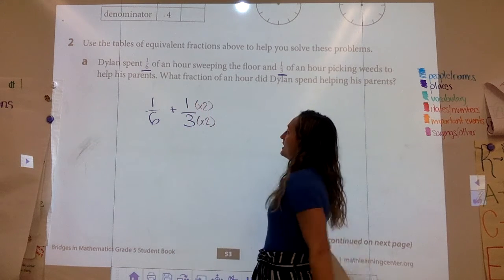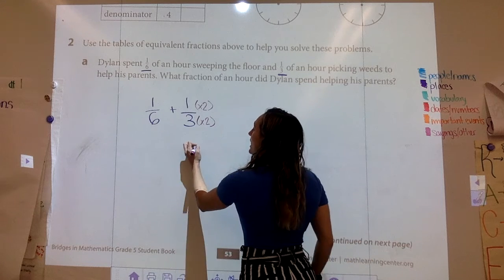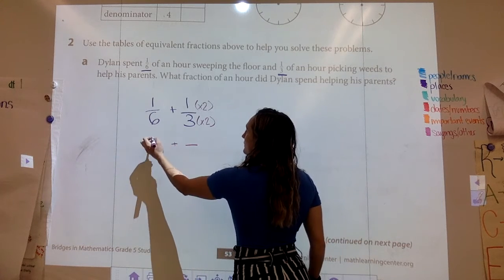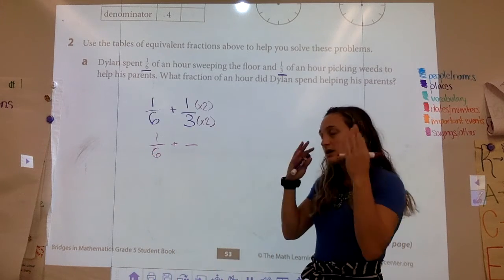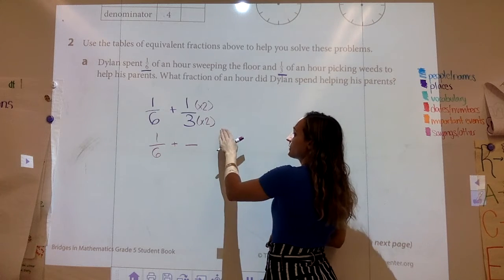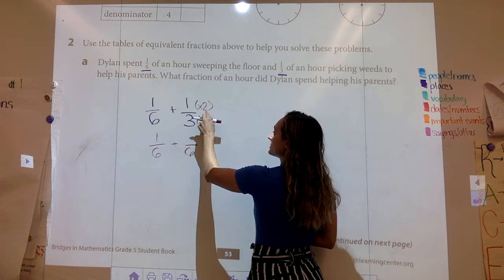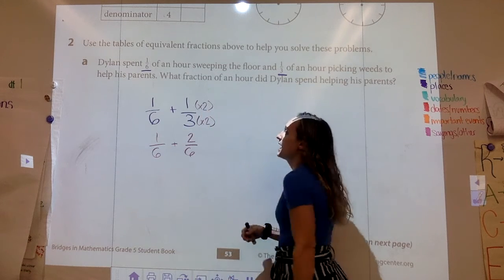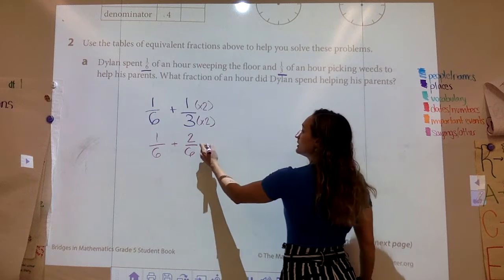So, now I'm going to rewrite my fractions, and since I will not need to redo this fraction, I can just go ahead and rewrite it again. Most of the time it helps to rewrite it. And then I'm going to do my math. 3 times 2 is 6. 1 times 2 is 2. And now I can do my addition.